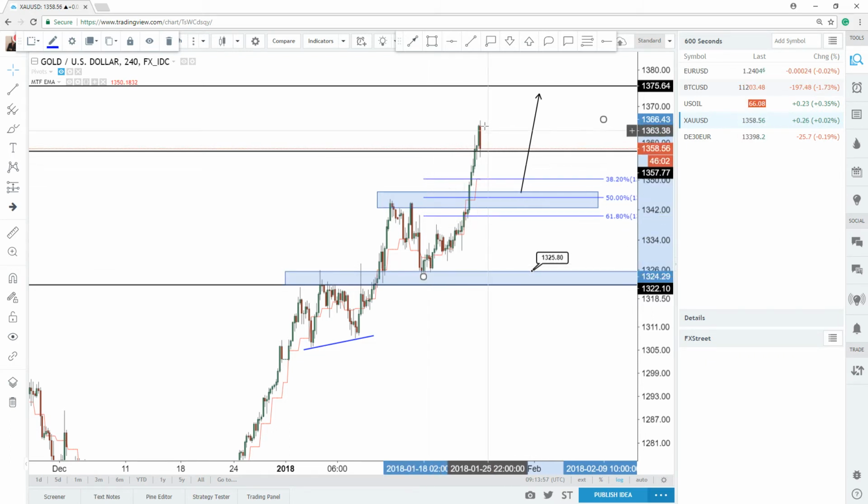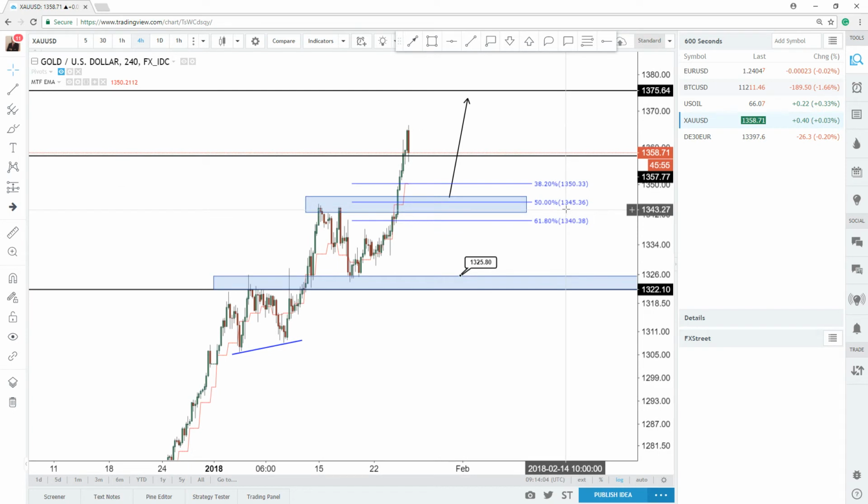Fib from this low to the high suggests to me that traders that are not long already will try to go long here, but pretty much around 1,345, that will be a 50% correction, which stops down here.